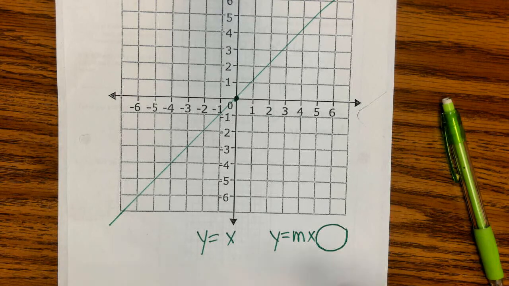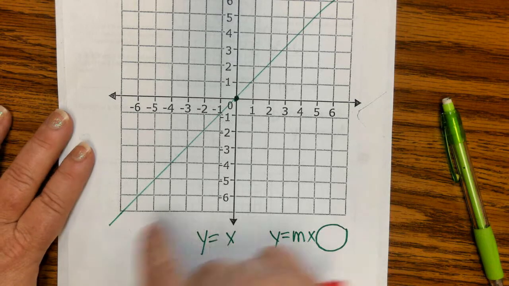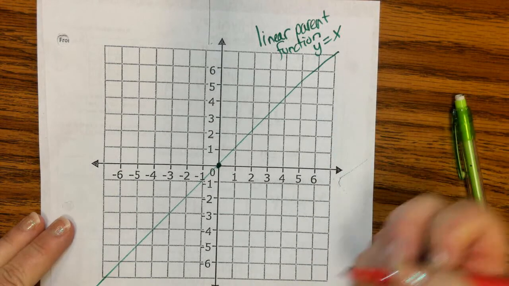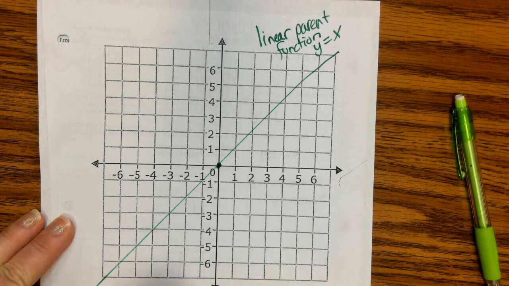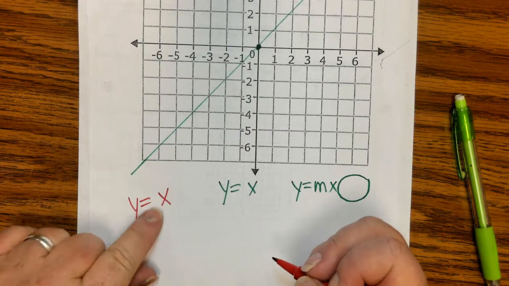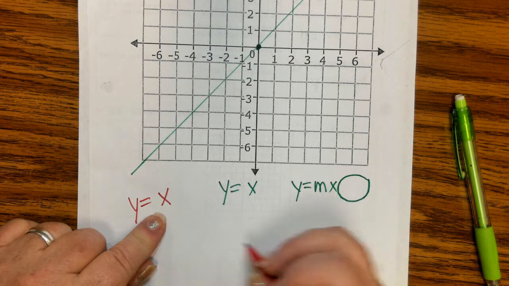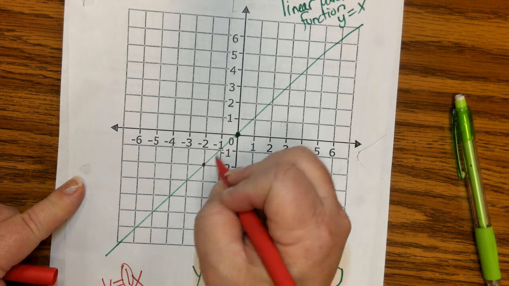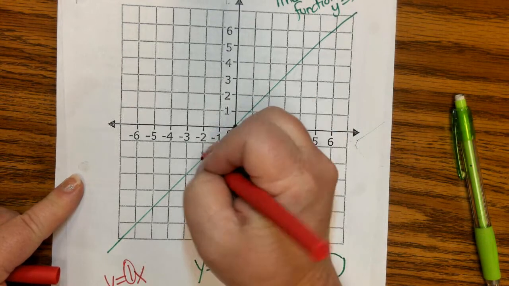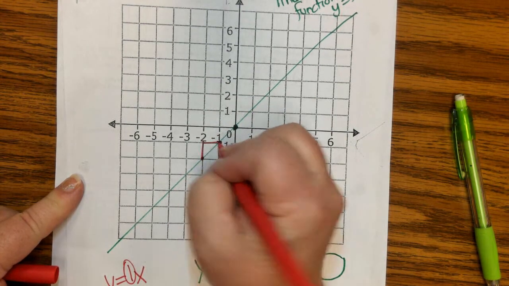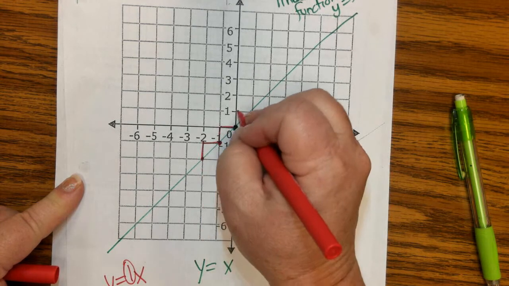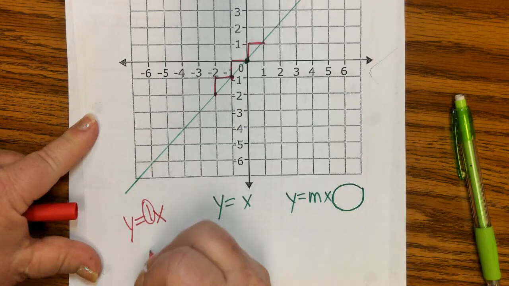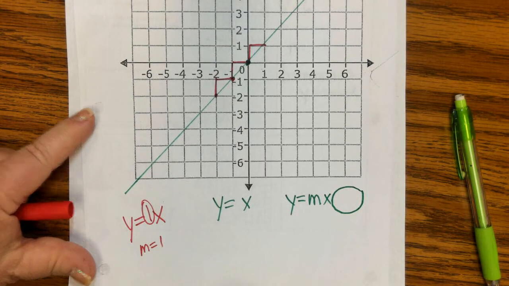Here's a challenge question. If this is my linear parent function, if I have an equation that says y equals x, what's my slope? 1 is correct. All right? Because watch, I take any point on this line, and I'm going up 1, over 1, up 1, over 1, up 1, over 1. Do you see that? So my slope is 1. Pretty cool, huh?